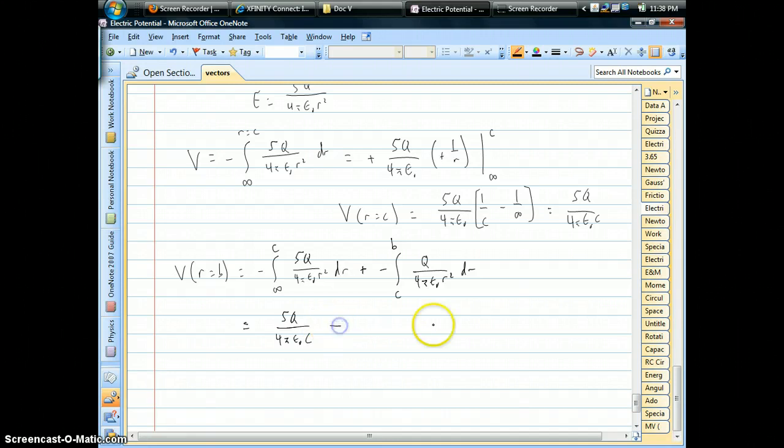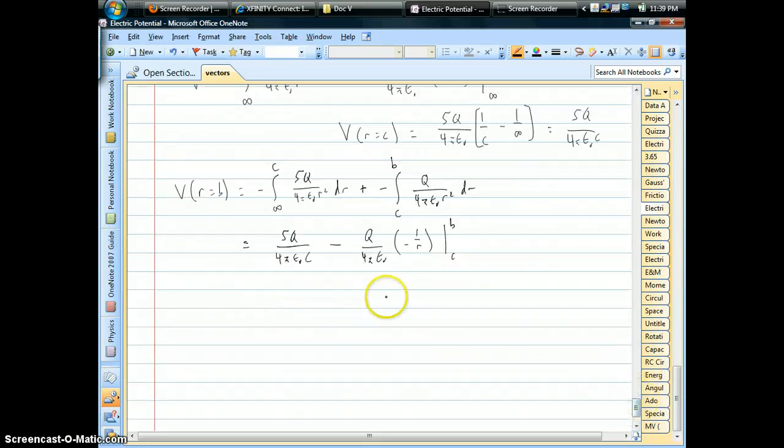But now we have to do this new integral. We have a bunch of constants. We get a negative 1 over r again. I have to evaluate from C to B this time. Okay, so the minus signs go away. So we plug in b, so we get 1 over b, and we subtract what we get with 1 over c.